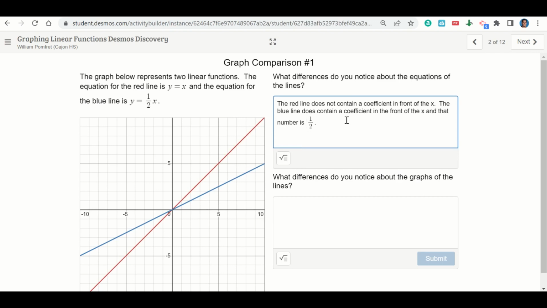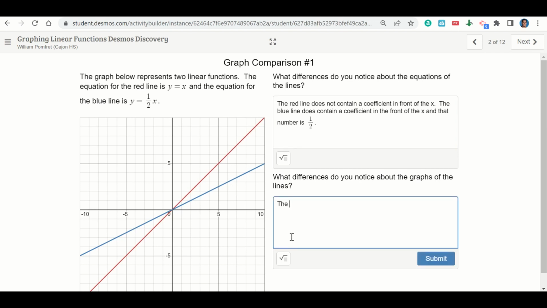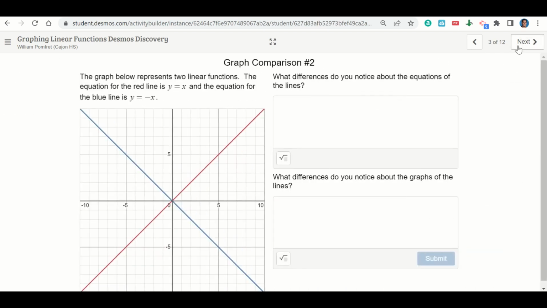So all I did was state what the difference was in the equation. Now what do I notice in the graphs? Well, I noticed that the blue line is not as steep as the red line. The red line is a lot more steep. It goes up faster. So the blue line is not as steep as the red line. And then I move on to the next one. And I do the same thing.